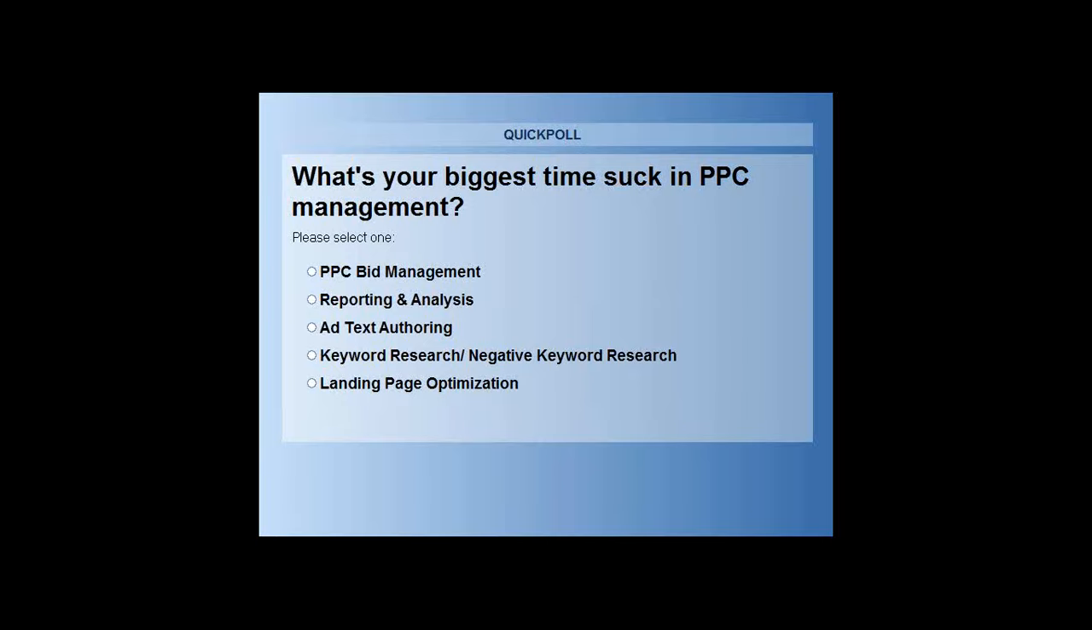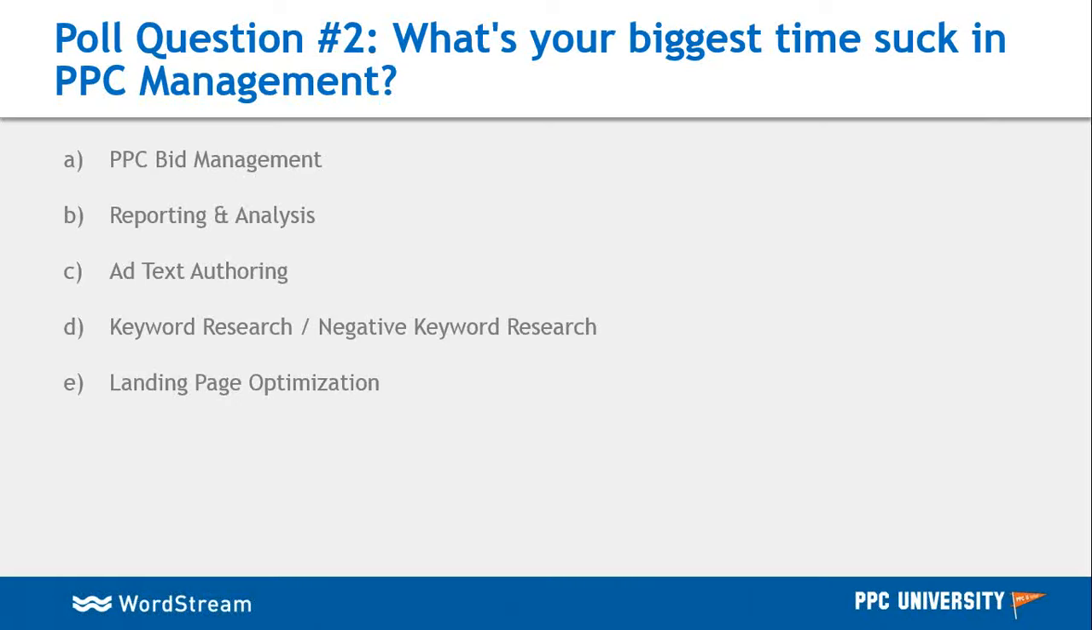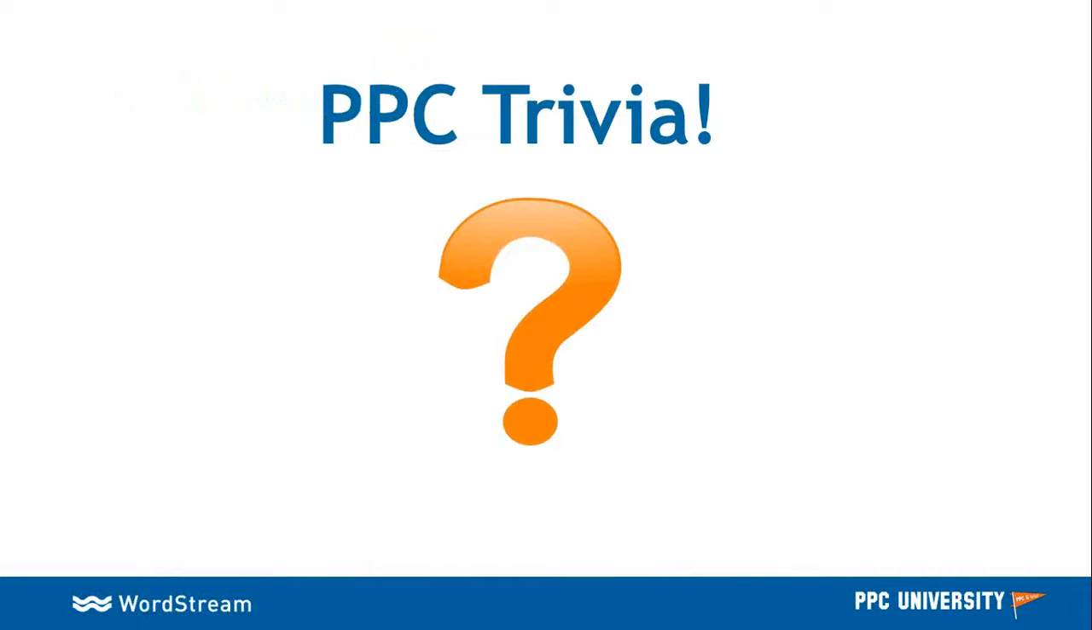All right, well, let's close this out and share the results. Looks like a split between reporting and analysis and keyword research with about 30% each, followed by bid management and landing page optimization, and then ad text authoring. So it looks like 64% of people on this call are having issues with reporting and analysis and keyword research with negative keywords. Okay, I think we know our audience pretty well.